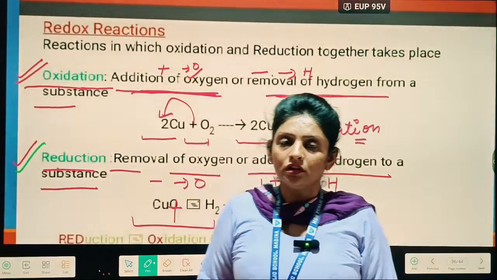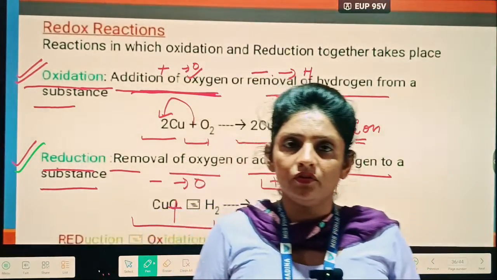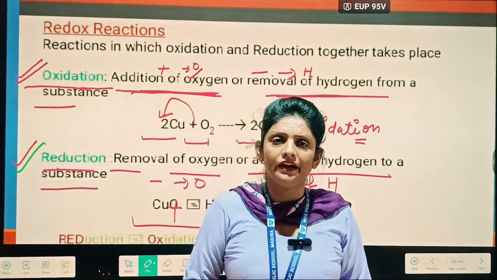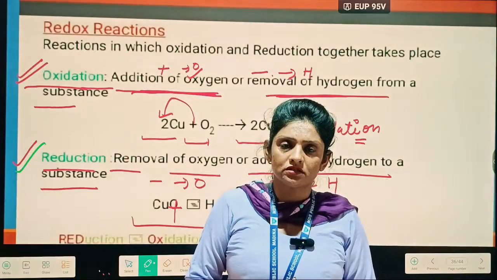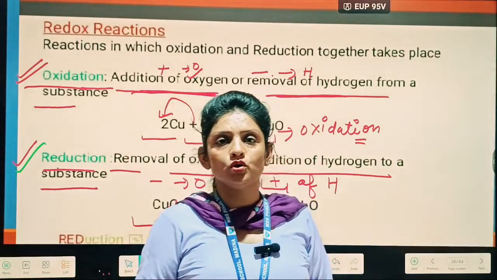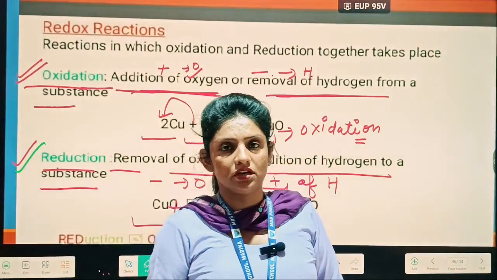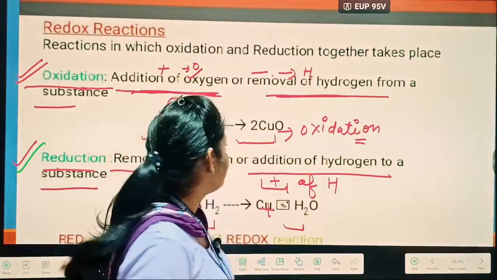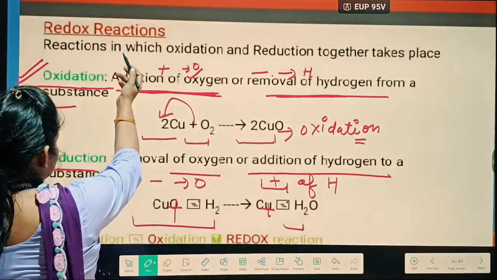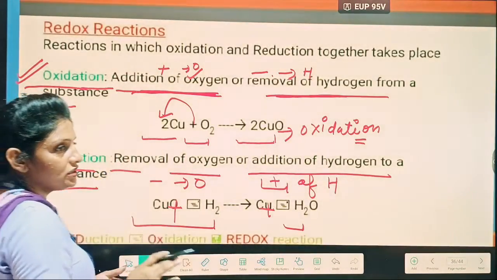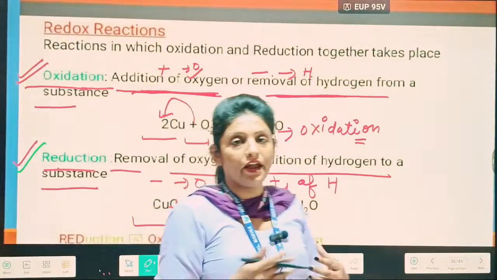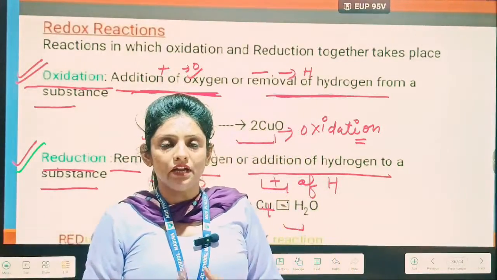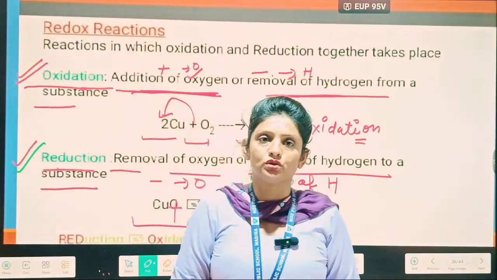So as you know, yesterday we were discussing the oxidation and reduction processes and redox reaction. Students, today we will discuss oxidizing agent and reducing agent. So first of all, I will revise redox reaction. Redox reaction is that in which oxidation and reduction, both processes take place simultaneously. That type of reaction is known as the redox reaction.